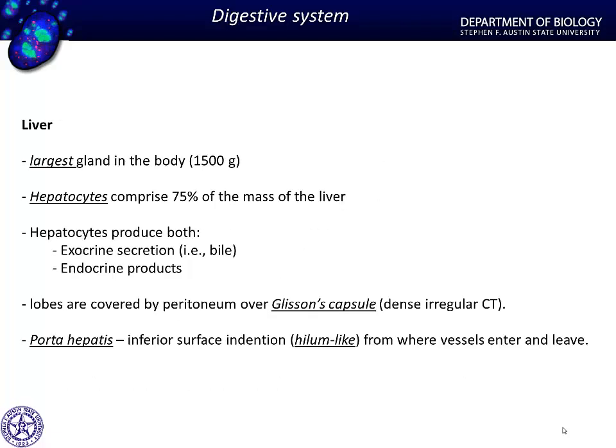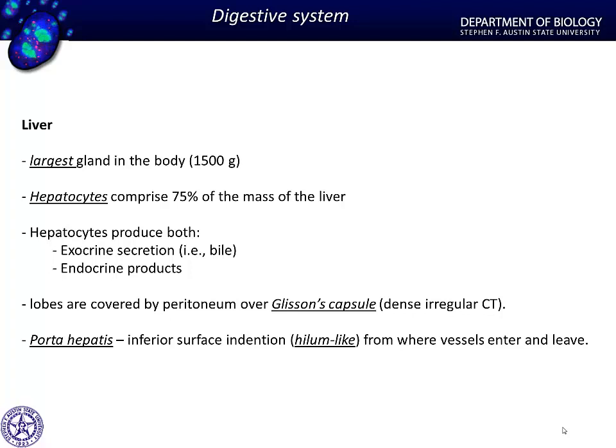So the liver, this is the largest gland in the body. Remember, the skin is the largest organ, and the liver is going to comprise about 1,500 grams of material. Hepatocytes are the principal parenchyma of this gland. They're going to comprise 75% of the liver. Now, hepatocytes are going to produce exocrine secretions, which is bile. That's going to be excreted into a space called the bile canaliculus. And we're also going to have some endocrine products that we will talk about as we move throughout this podcast.